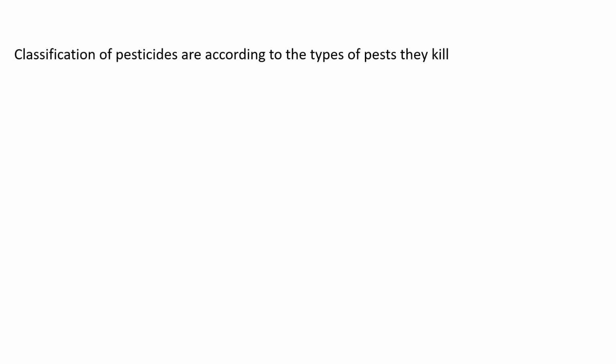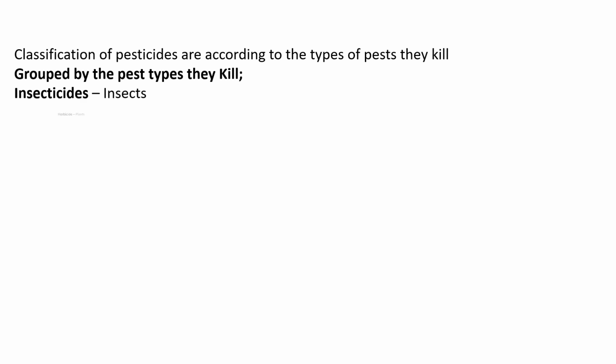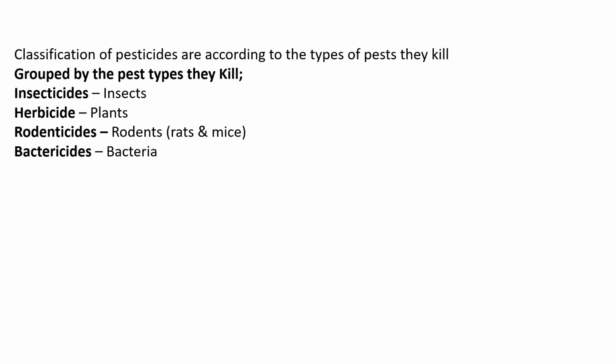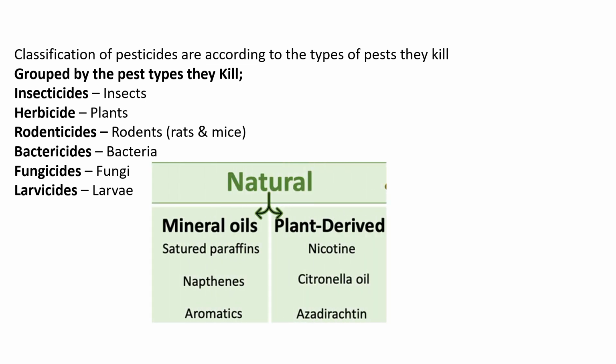Classification of pesticides is according to the types of pests that they kill. Group of pesticides, types, how they kill: insecticide kills the insects, herbicide kills the plant, rodenticide kills the rodents like rats and mice, bactericide kills the bacteria, fungicide kills the fungi, larvicide kills the larva of any organism. So classification can be done by means of their action on killing the pest.